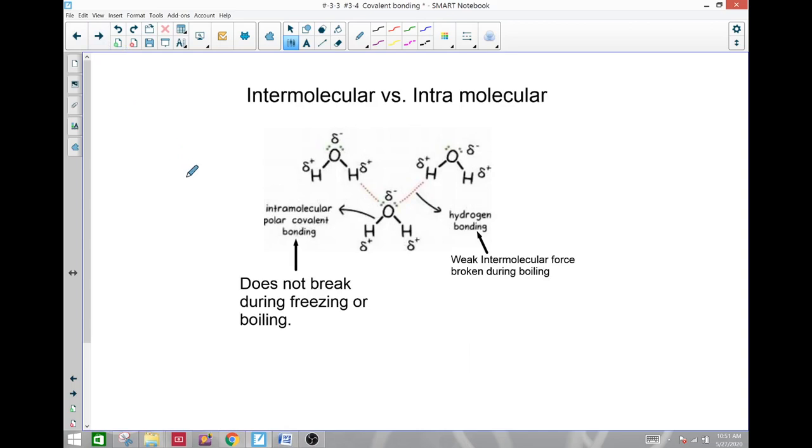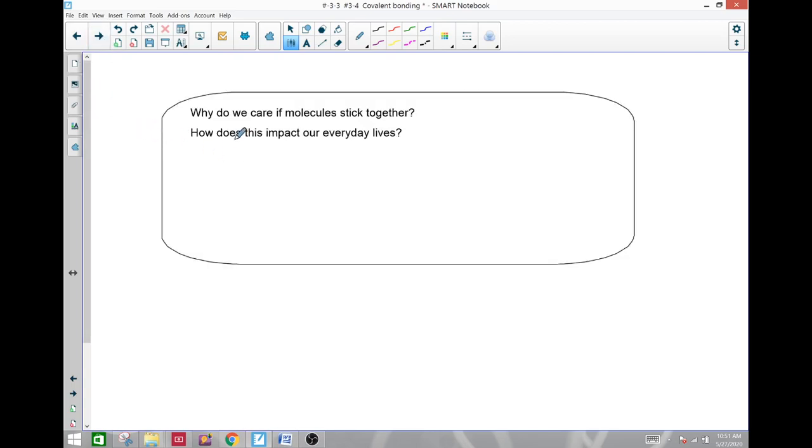Inter versus intra. This is not in your workbook here, but you get a good example of it. Inter, between, is this guy. Intra is the actual covalent bond. Next up: why do we care if molecules stick together? How does it impact our everyday life?